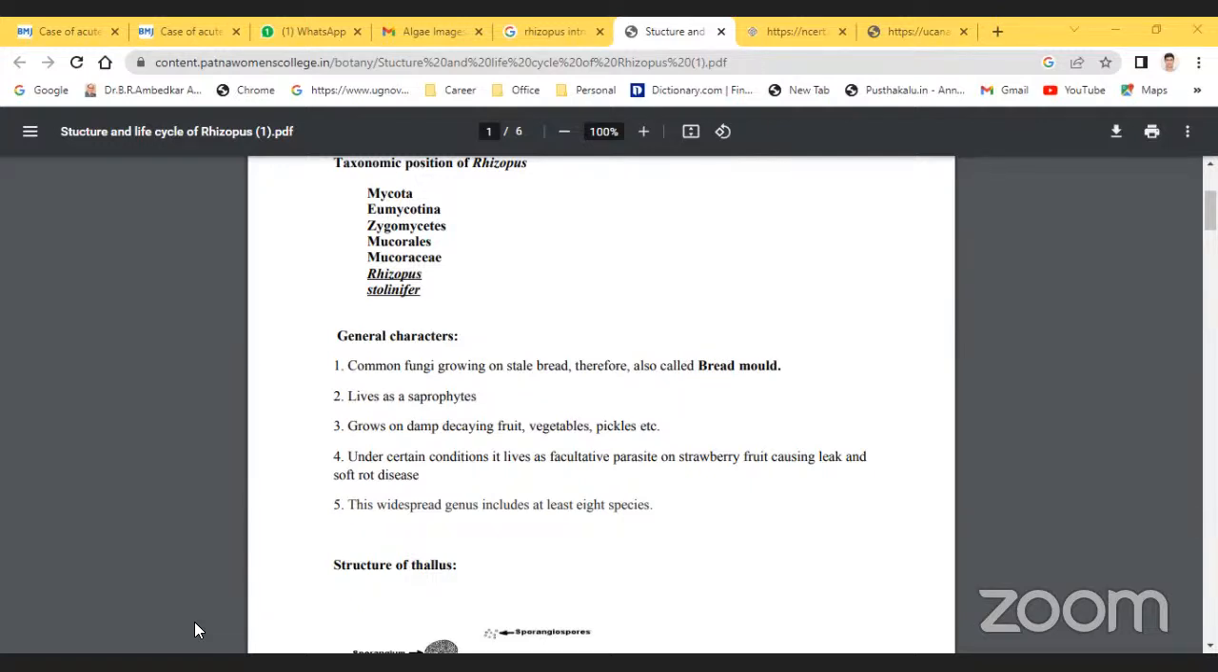So here, the mycelium is branched and white in color. It is filamentous and tubular, giving a cottony appearance. The mycelium is aseptate and coenocytic, vacuolated with oil droplets and glycogen as reserve food. In Rhizopus, the reserve food material is glycogen and oil droplets. The cell wall is made up of chitin, and the cytoplasm is granular.